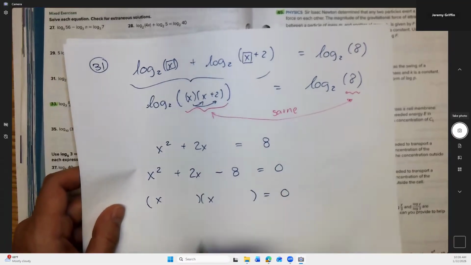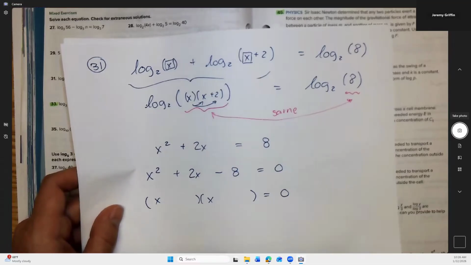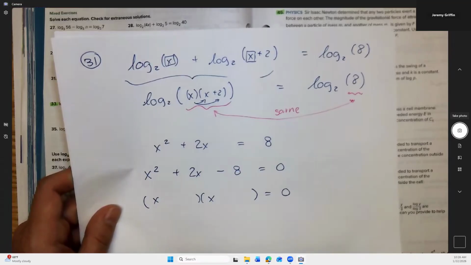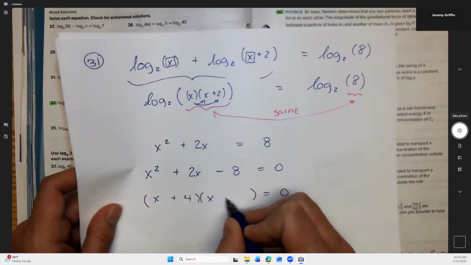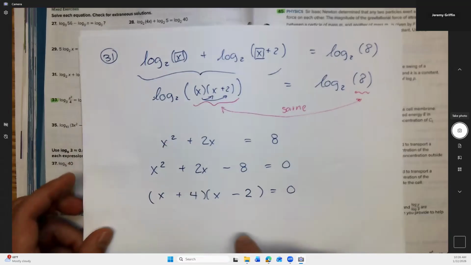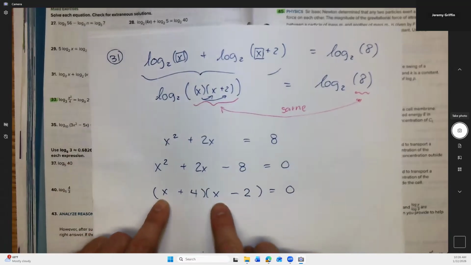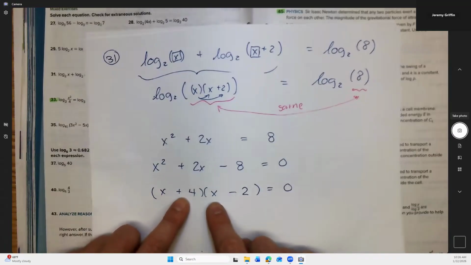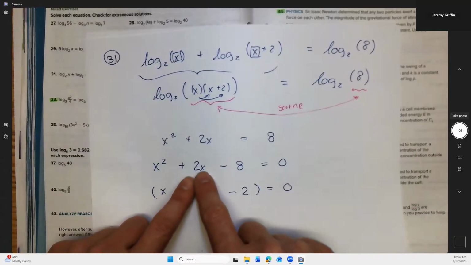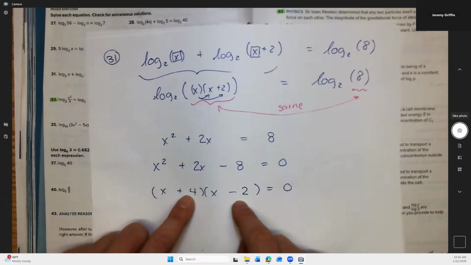X plus what? X minus what? X plus 1 and x minus 4? X plus 4, x minus 2? Let's check with FOIL. First, outside, inside, last. First, x squared. Outside, negative 2x, inside 4x. That adds up collectively to 2x. And then 4 times negative 2 is negative 8.